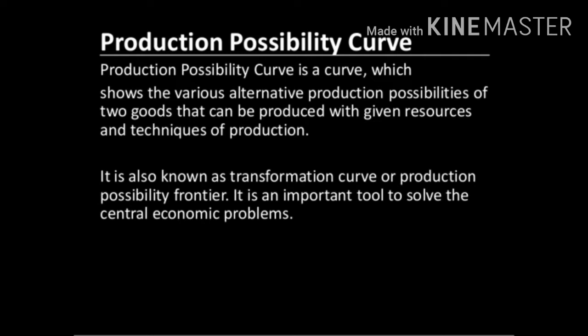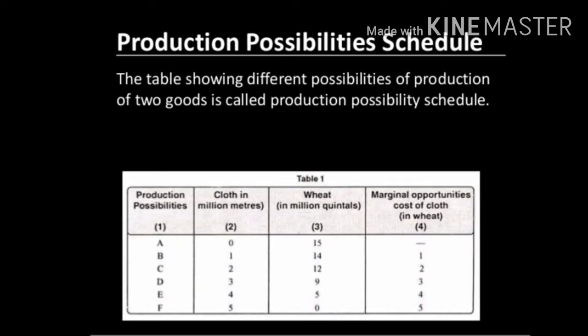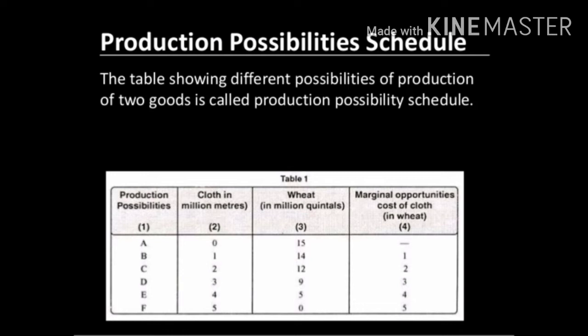Production possibility curve is a curve which shows the various alternative production possibilities of two goods that can be produced with given resources and technique of production. To address the problem of what to produce, first we must know the different combinations of various goods. This production possibility curve and schedule gives the combination of goods to choose. This is a very important concept in microeconomics. The other name for production possibility curve is transformation curve or production possibility frontier. It is an important tool to solve the central problem of an economy.